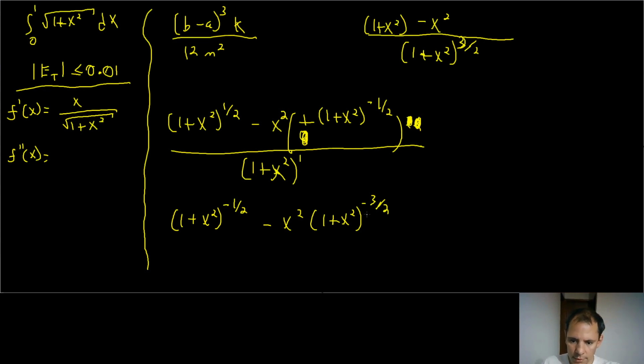Okay, now one thing that you can do is to simplify this, so let's do that. I already divided. Now here's what I'm gonna do. This is 1 divided by (1 plus x squared) to the half, minus x squared divided by (1 plus x squared) to the 3 halves.